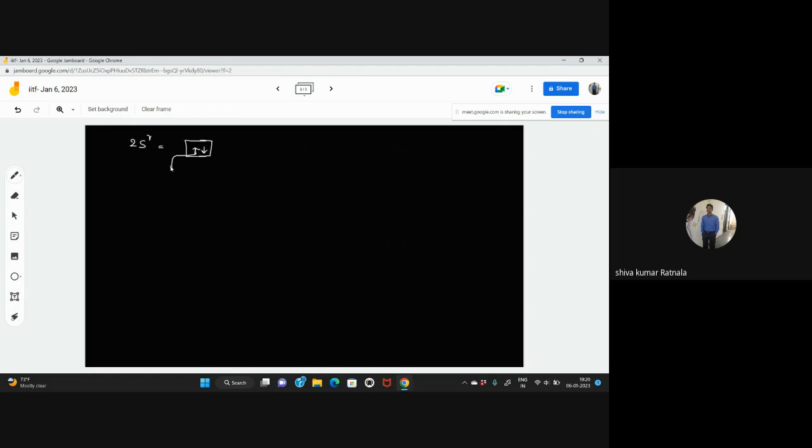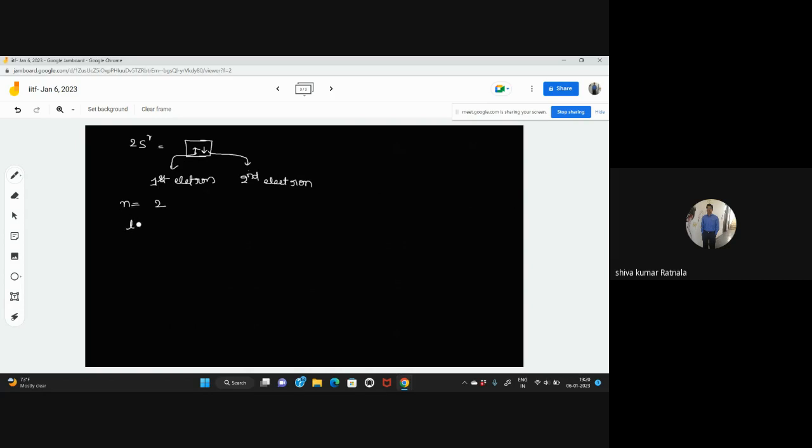Let me take this as electron A and this as electron B, just giving two names. Otherwise, you can call them first electron and second electron. Now in the first electron, what is the n value? In which shell is this electron? Second shell, sir. So the n value will be 2.